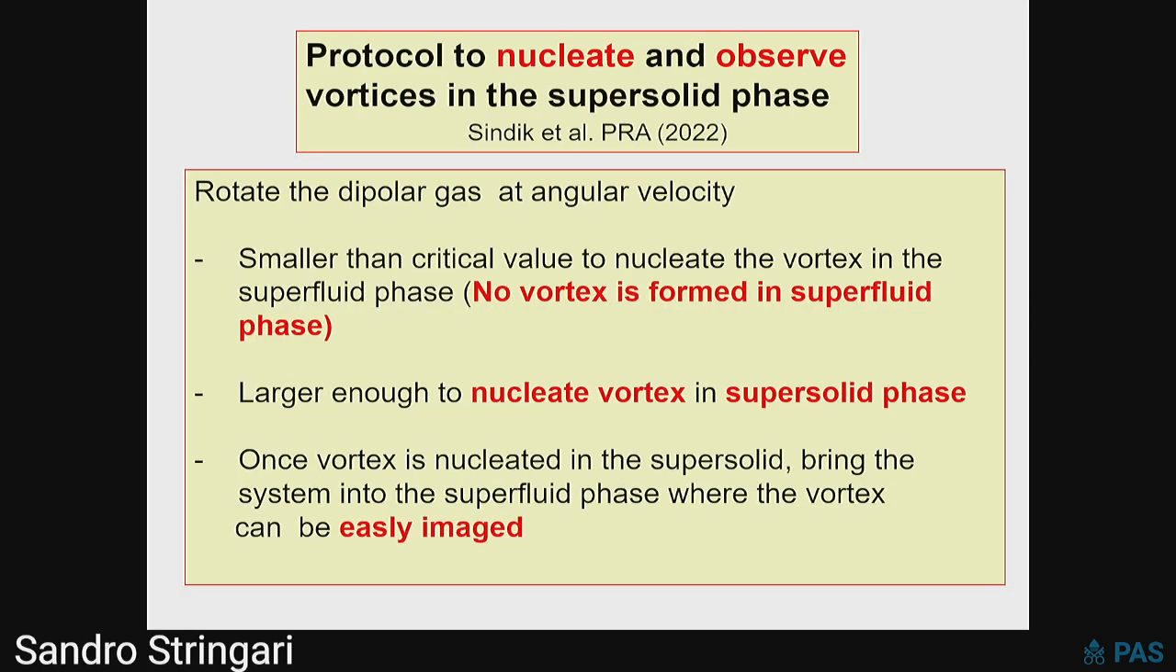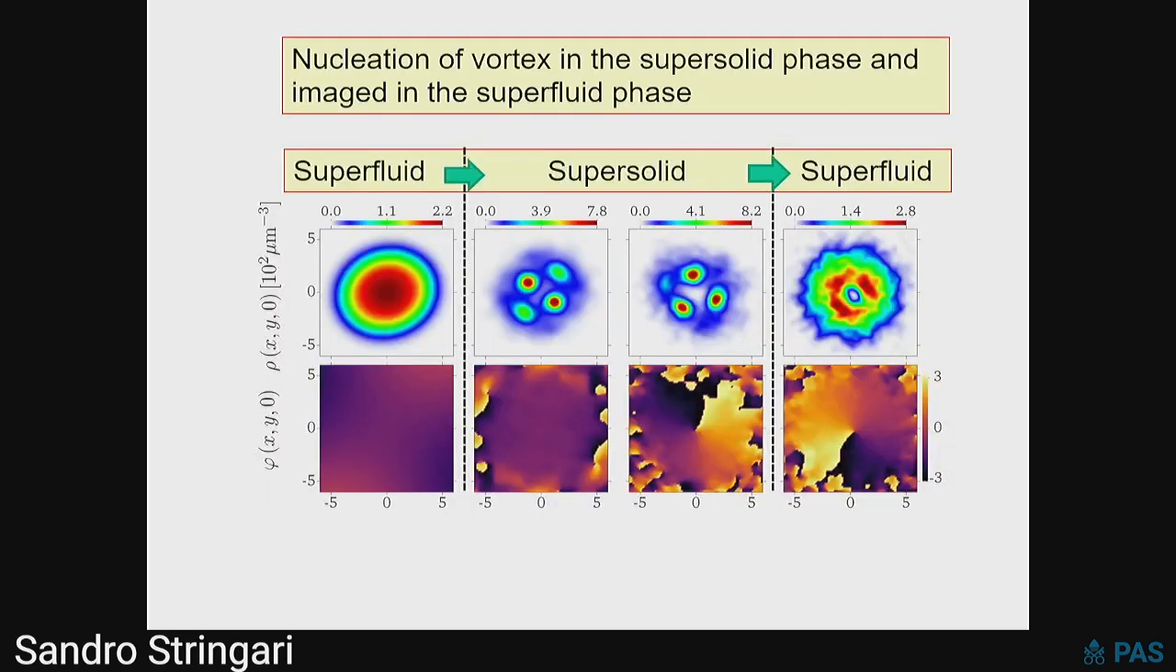And this suggests to us a protocol to nucleate and to observe it. And the idea is summarized here. You start from a superfluid, rotating the system at an angular velocity which is not enough to nucleate the vortex in the superfluid, but is enough to generate the vortex in the supersolid. So when you ramp the interaction parameters and you enter the supersolid, you generate this vortex, but at this point you can go back to the superfluid phase and you can obtain the image of the vortex in the superfluid phase, but the vortex was created in the supersolid.